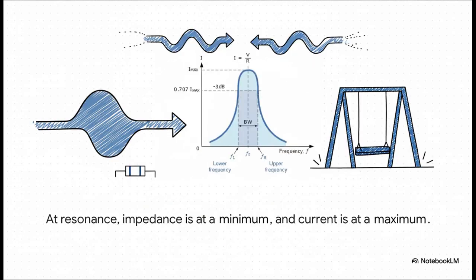So what's the big deal? What actually happens here? Well, with those two fighting forces totally out of the picture, the only thing left pushing back against the current is our good old resistor. That means the circuit's total opposition, its impedance, just plummets to the absolute minimum. And when there's almost no opposition, the current just skyrockets to its maximum possible value. It's exactly like pushing someone on a swing. You give that little push at just the right moment, and you get this huge, powerful result.